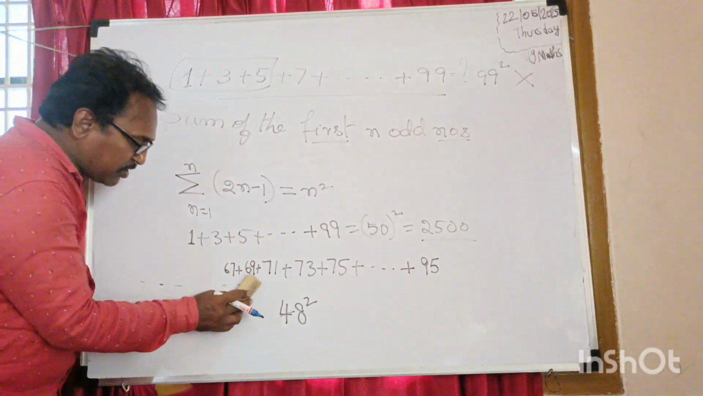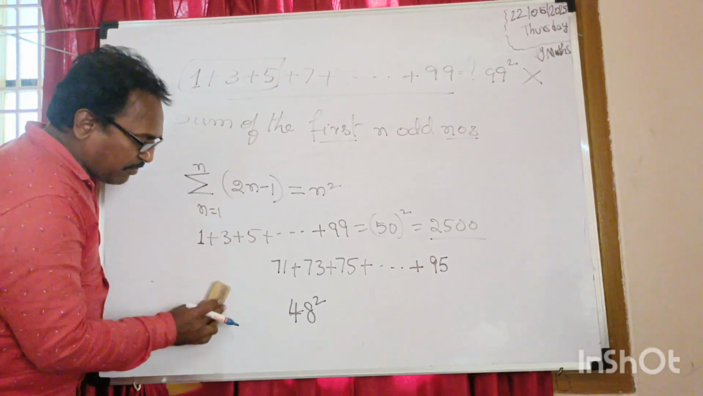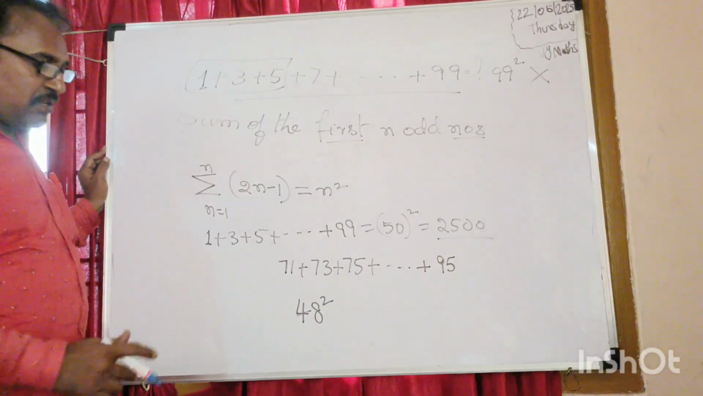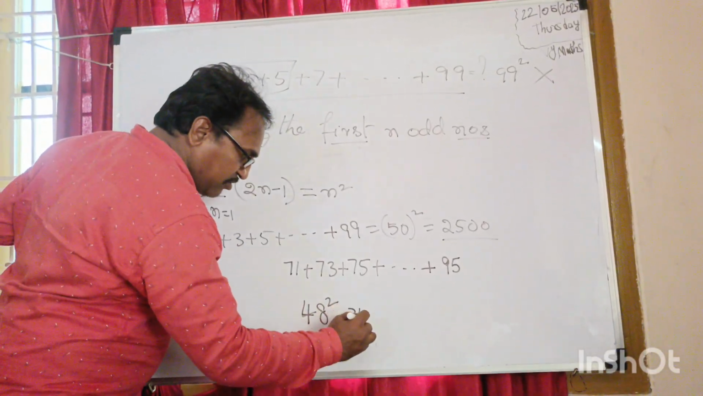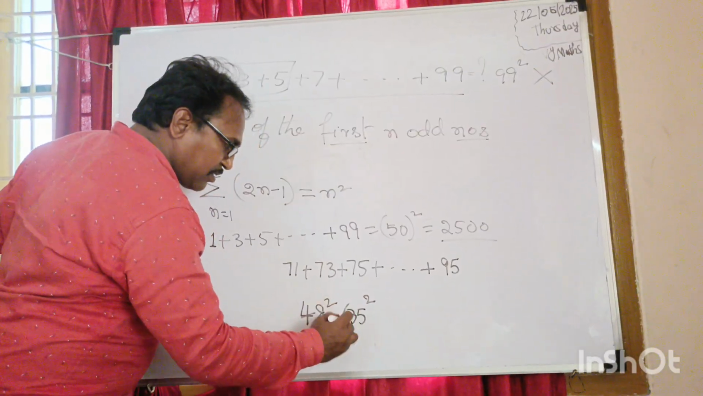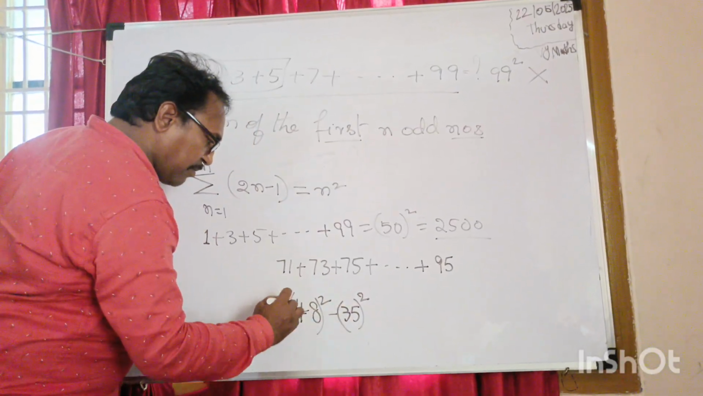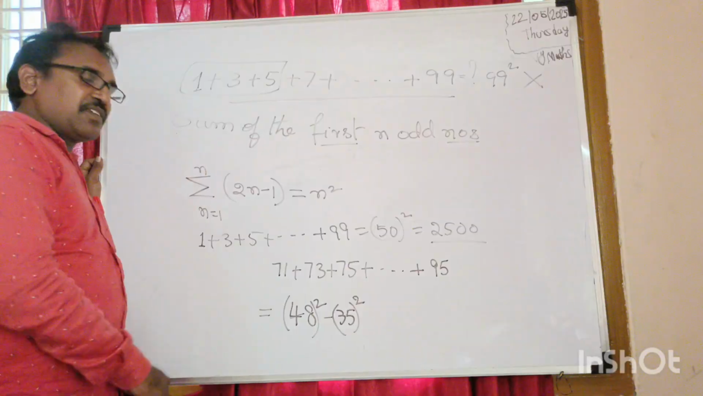To subtract that, up to 69, what will be the sum? Up to 69 means 69 plus 1, 70 by 2, so that means 35. So 70 by 2 is 35. So 35 square. So 48 square minus 35 square is the answer for this one.